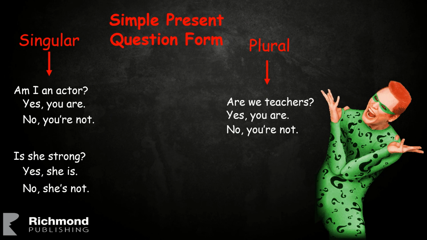Simple present question form. Singular. Am I an actor? Affirmative answer. Yes, you are. Negative answer. No, you're not. Is she strong? Affirmative answer. Yes, she is. Negative answer. No, she's not.